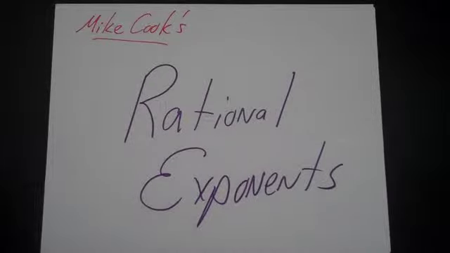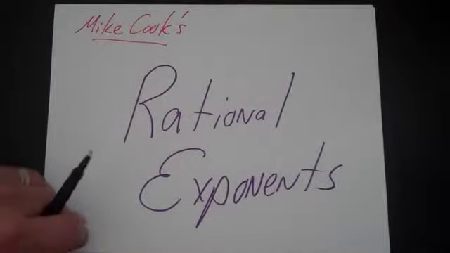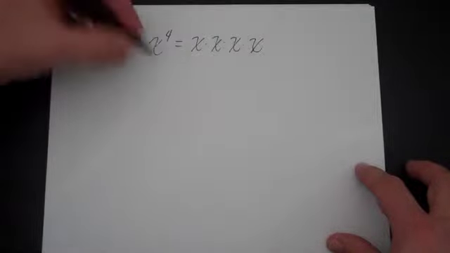Okay, now let's look at rational exponents. And the key to rational exponents is first to realize very clearly what an exponent is and what a root is. So let's look at exponents first. Exponents are pretty straightforward. If you say x to the fourth, that's just x times x times x times x.